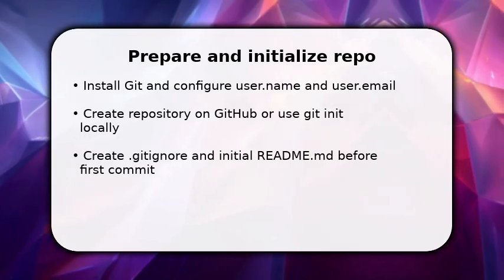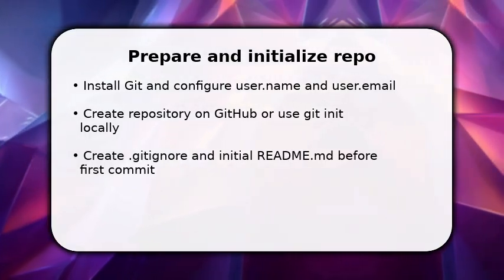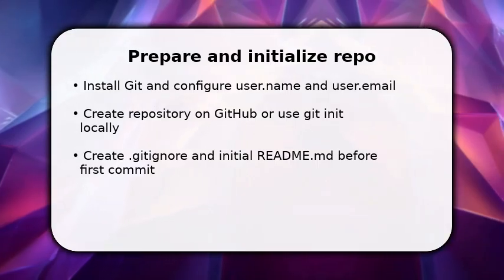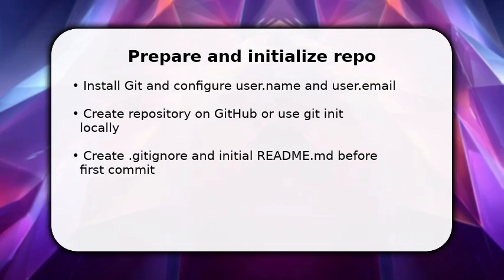Then stage files with Git add and create the first commit with Git commit -m initial. Make sure to set the main branch name to main or master to match remote conventions. You now run the development loop.